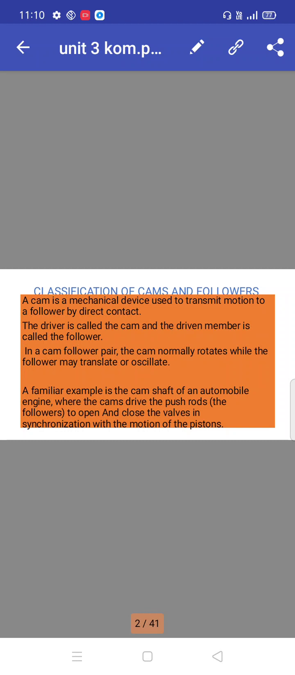In the cam follower pair, the cam normally rotates while the follower may translate or oscillate. A familiar example is the camshaft of an automobile engine, where the cam drives the push rods, the followers, to open and close the valves in synchronization with the motion of the pistons.